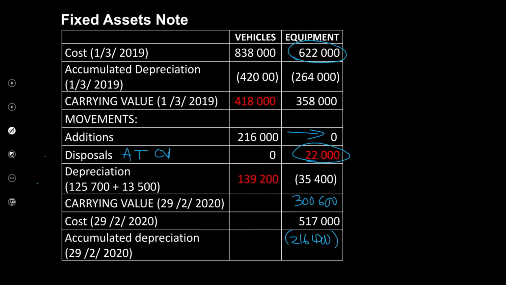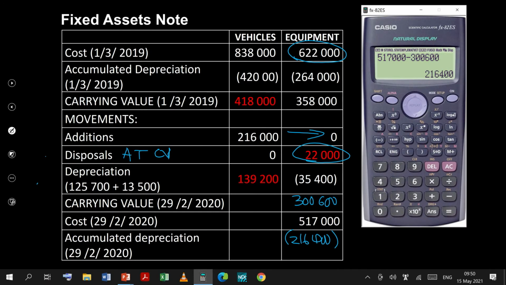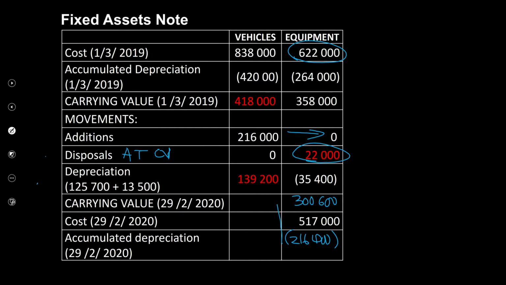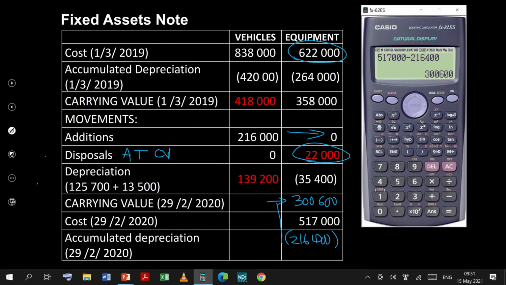Now notice what happens here. If you work out, let's do this calculation here so we can see it. If you take your 517,000 minus 216,400, it will give you a figure of 300,600. So if you're working upwards, that's the answer that you're going to get. And if you're working downwards, once again, let's do the calculation to verify the accuracy of our note here.